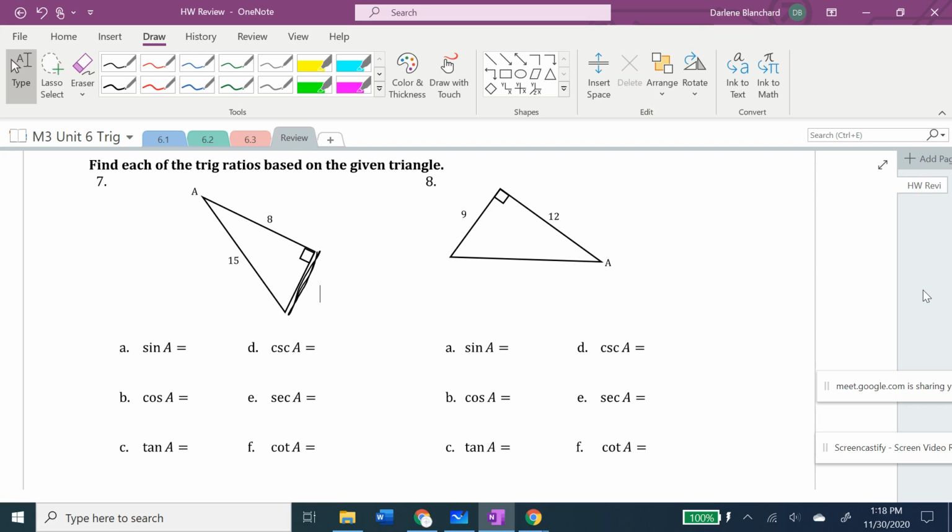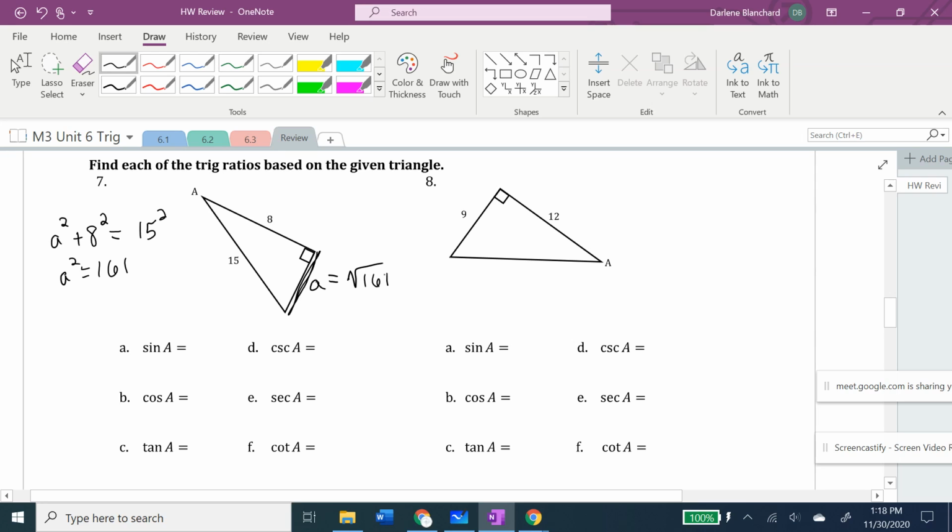So Pythagorean theorem. I'm going to just kind of put down that this is side length A. Leg squared plus leg squared equals hypotenuse squared. You can use your calculator. And so A is the square root of 161. And if it's not a perfect square number, leave it in square root form.